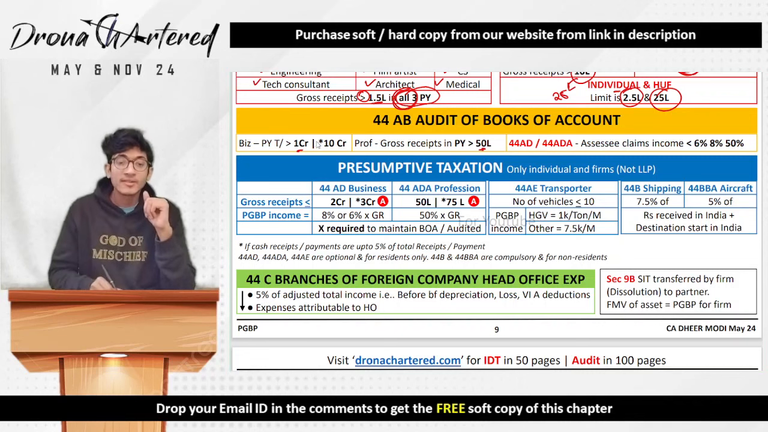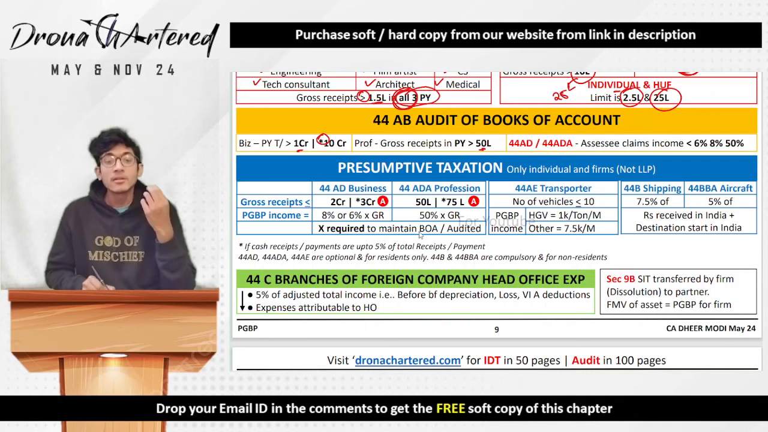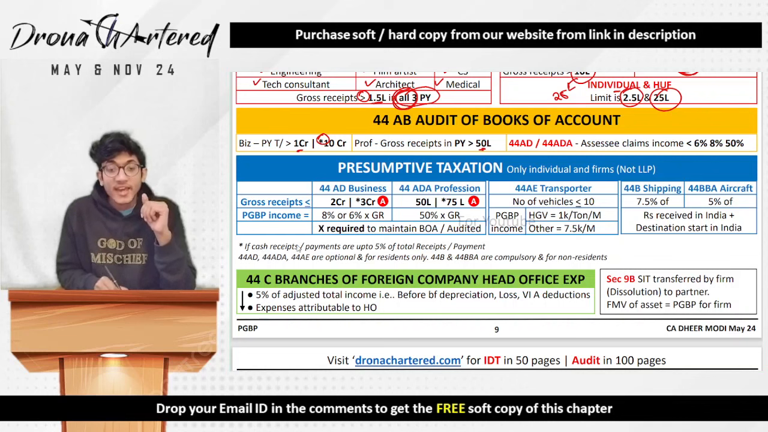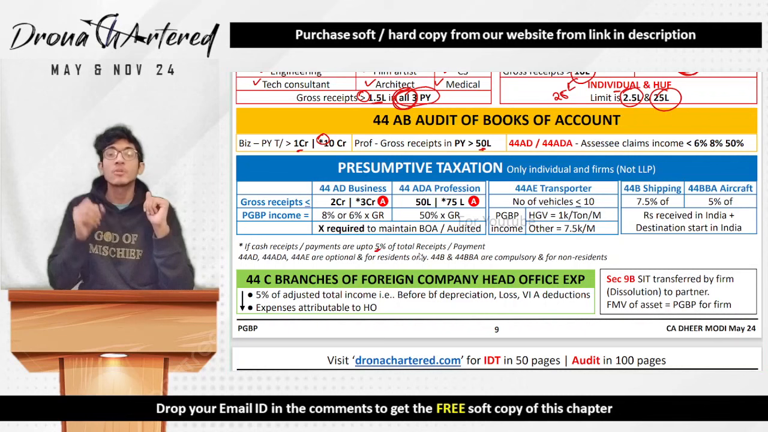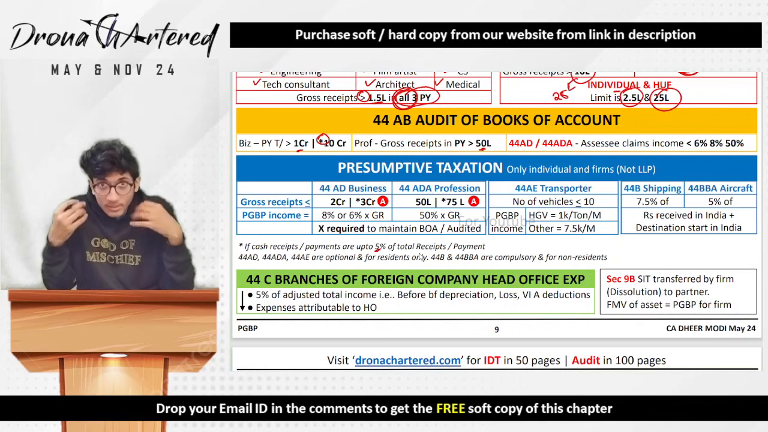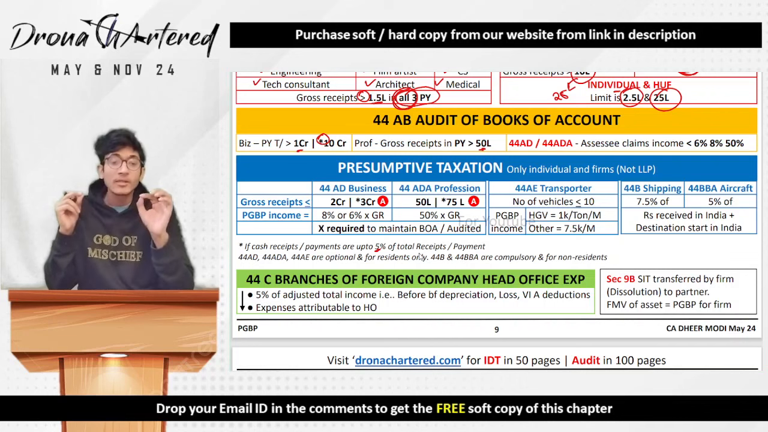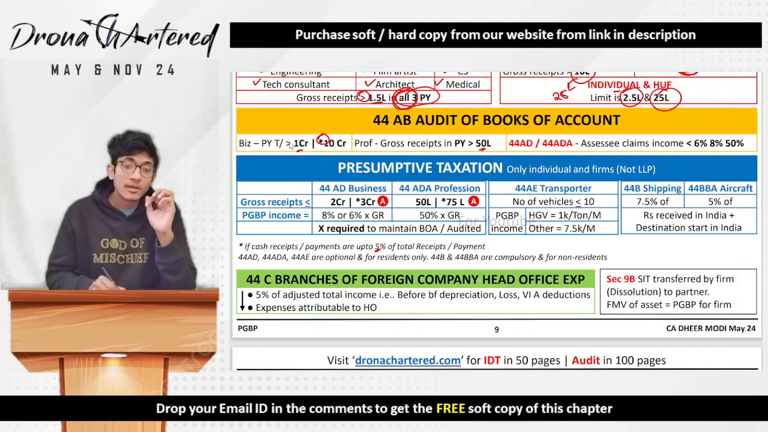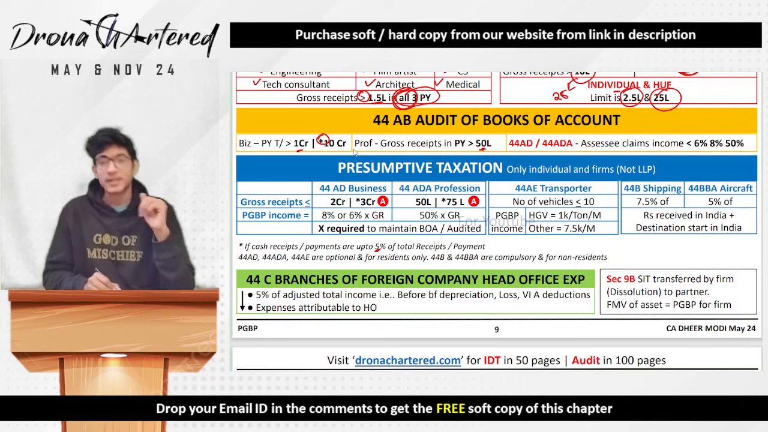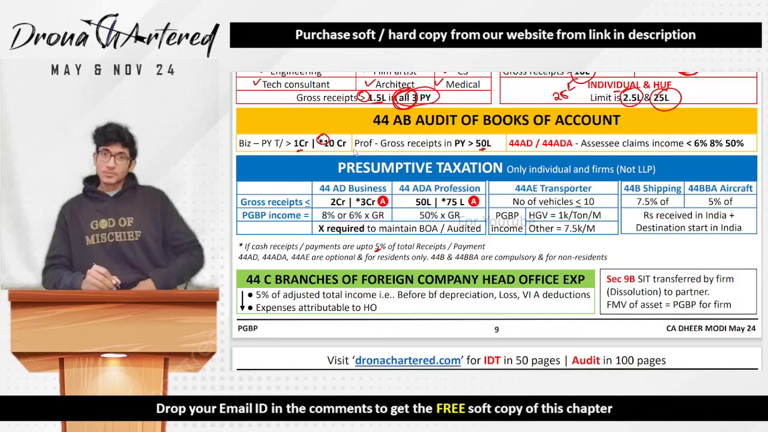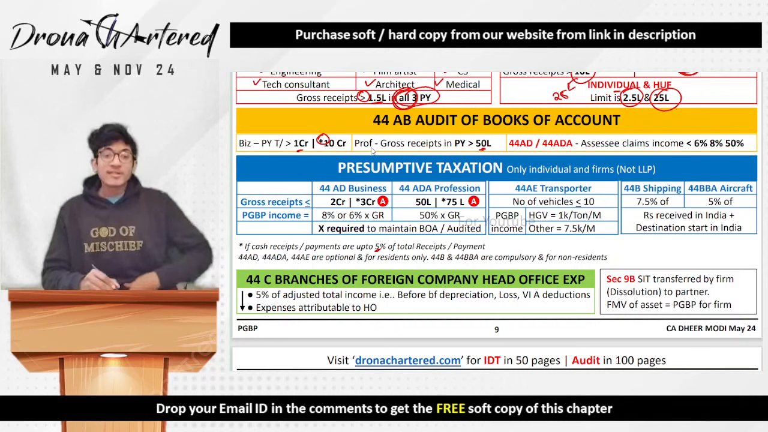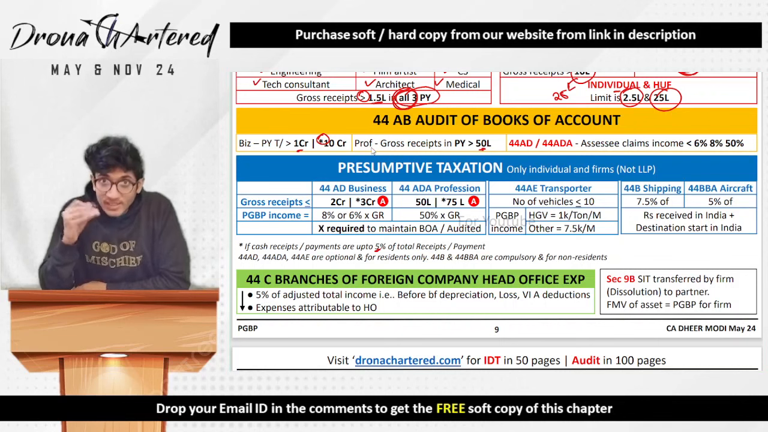Okay, now sir, what does this star mean? This star is an extra condition. That means if cash receipts or payments are up to 5% of total receipts or payments, that means of the total receipts that the business has received or the total payments that the business has made, if the cash portion out of them is up to 5%, that means 5% or less, in such a case, instead of 1 crore, your limit will be 10 crore. Great. So instead of 1 crore, this limit will be 10 crore if your cash receipts or payments are within the 5% limit.